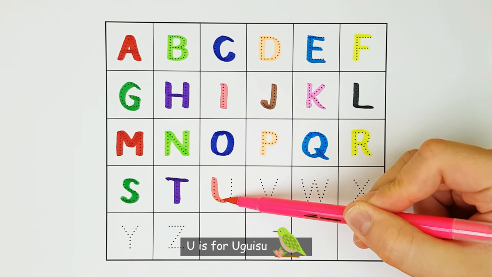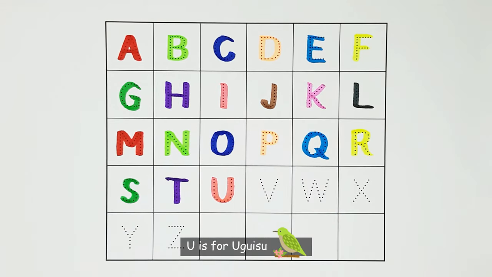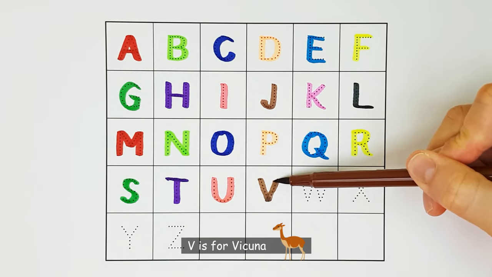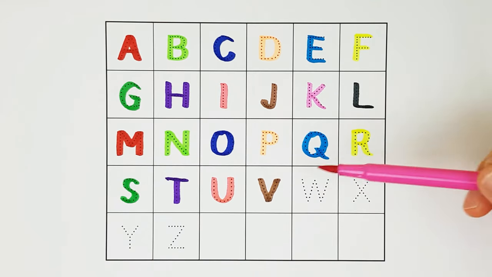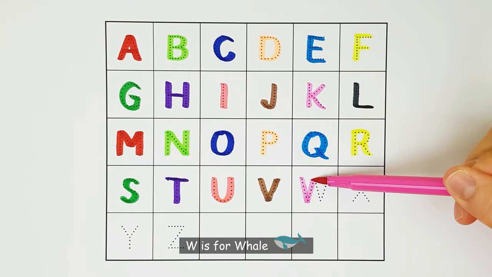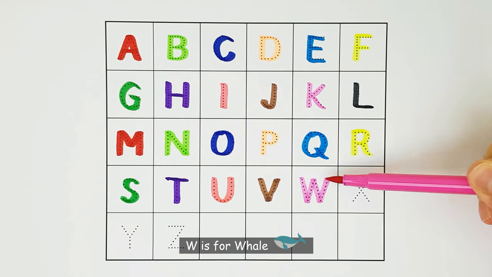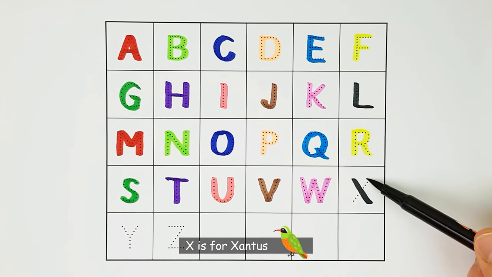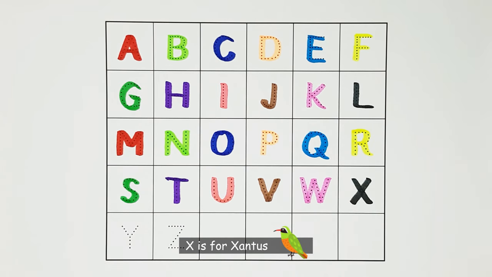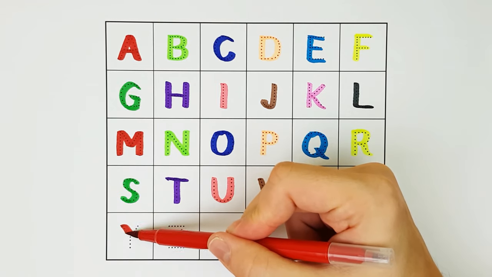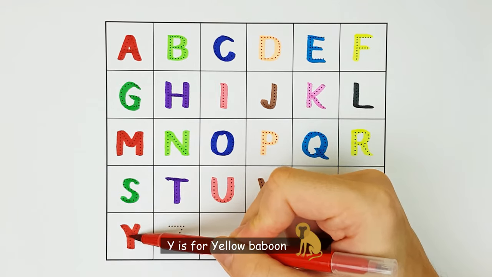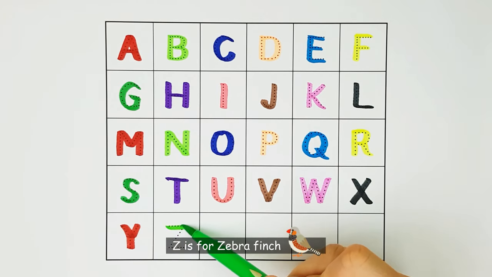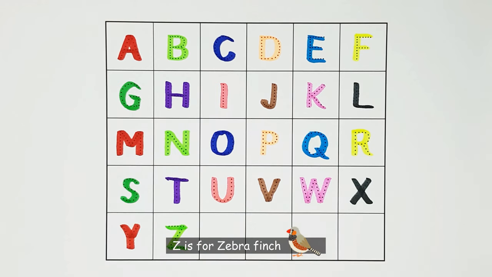U. U is for ugisu. V. V is for vicuna. W. W is for whale. X. X is for xanthus. Y. Y is for yellow baboon. Z. Z is for zebra finch.